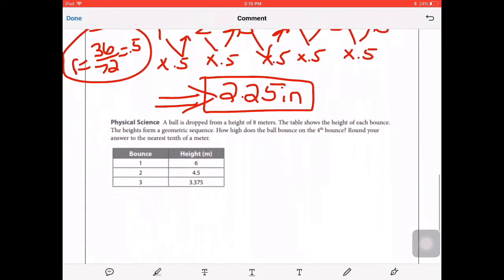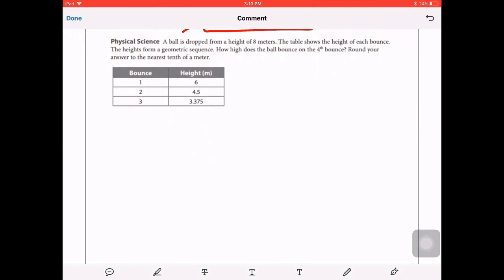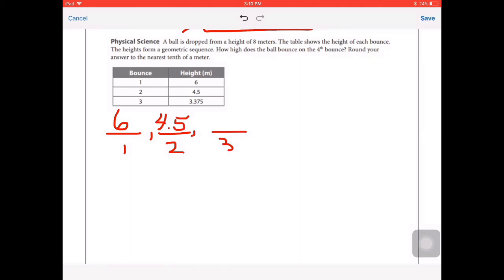Our next example is looking at a ball being dropped from a height of 8 meters. The table shows the height after each bounce. For example, after 1 bounce, the ball reaches a height of 6 meters. After the 2nd bounce, it reaches a height of 4.5 meters. And after the 3rd bounce, we reach a height of 3.375 meters. The question says, how high does the ball bounce after the 4th bounce?